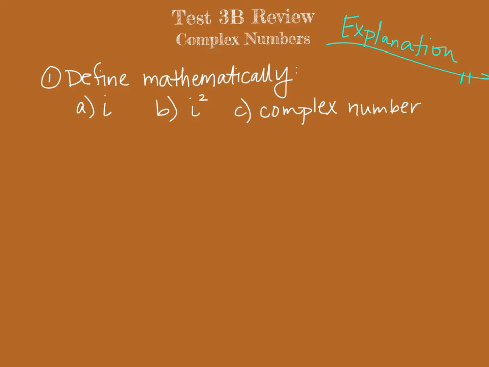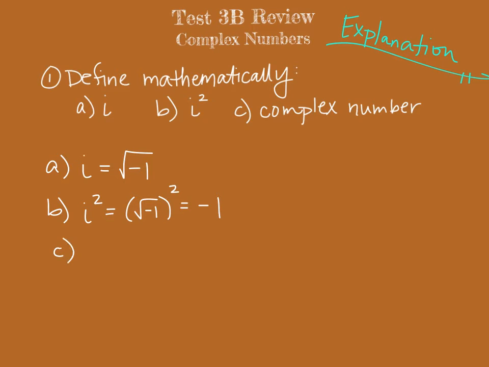Here in number 1, let's take a look at defining each one of these mathematically. In part A, i is the imaginary unit. Mathematically, it's the square root of -1. Part B, i squared, is taking what i equals and squaring it, and so it's the real number -1.